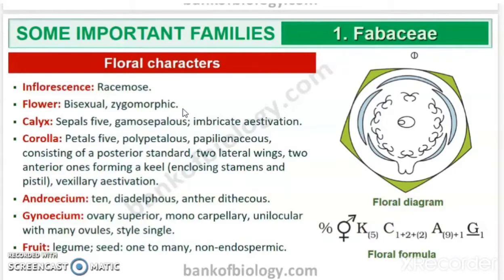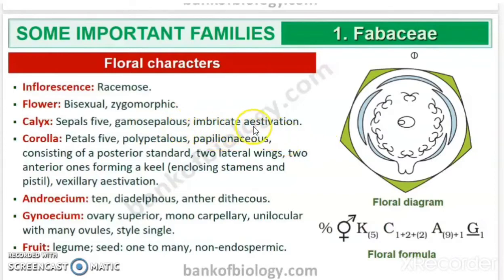Now coming to the next part, which is the calyx. Fabaceae flowers will have 5 sepals. Calyx includes the sepals, and these are 5 sepals. And what is gamosepalous? Sepals which are united together are called gamosepalous, right? So sepals are of 2 types, gamosepalous and polysepalous. Gamosepalous means sepals are united. Poly means it is free. Sepals will be free.